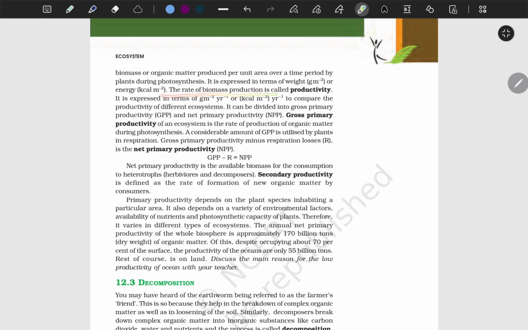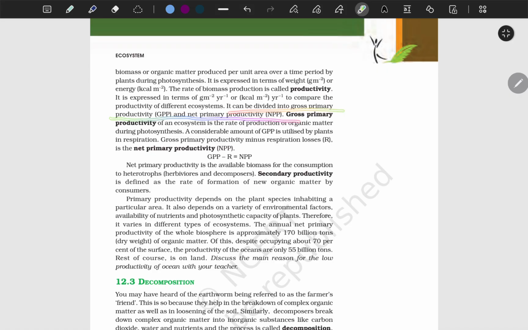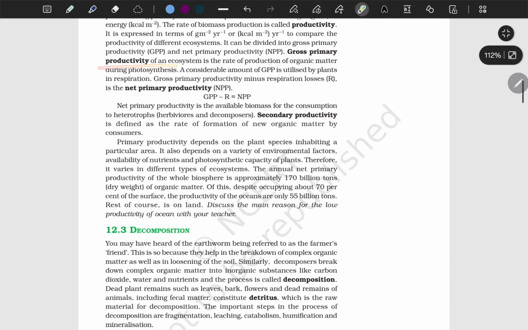The rate of biomass production is called productivity. It is expressed in terms of gram per meter square year inverse or kilocalorie per meter square year inverse. To compare the productivity of different ecosystems, it can be divided into gross primary productivity and net primary productivity. So gross primary productivity of an ecosystem is the rate of production of organic matter during photosynthesis.